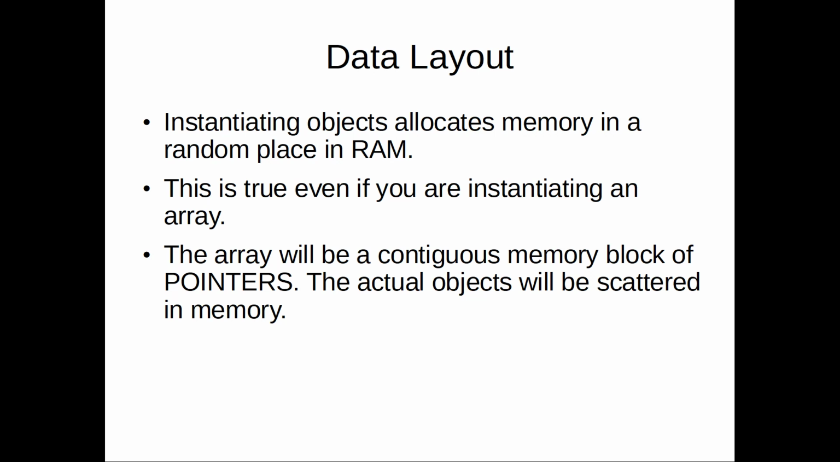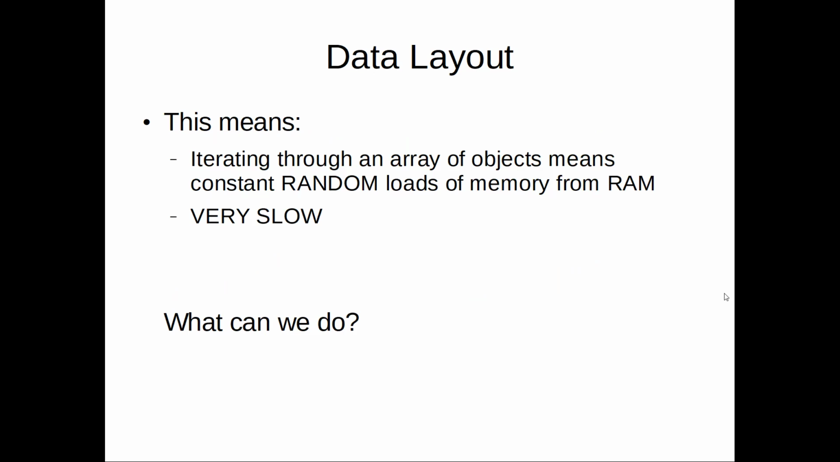In RAM, your array is going to be 100 things back to back to back. But those 100 things will simply be pointers to the actual objects that are going to be scattered all over the place. So this means that iterating through an array of objects means that you have to constantly load random parts of RAM that the CPU cannot predict, and it's very slow.